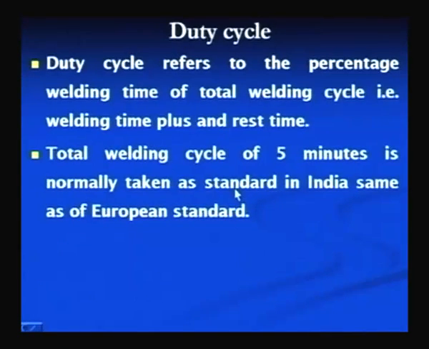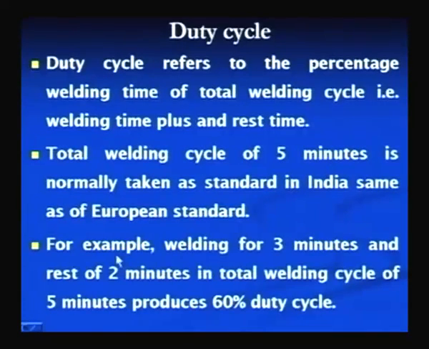So, that accordingly changes the duty cycle percentage. In India we normally express the total weld cycle time as 5 minutes, and based on that duty cycles are calculated. For example, welding for 3 minutes and rest of 2 minutes in the total weld cycle of 5 minutes results in a 60% duty cycle.